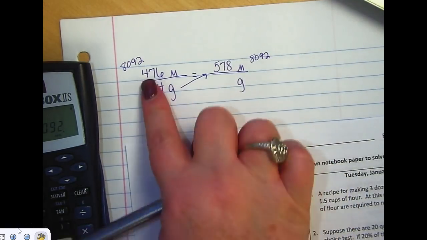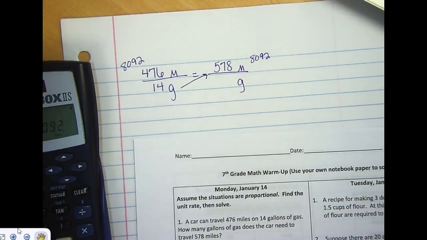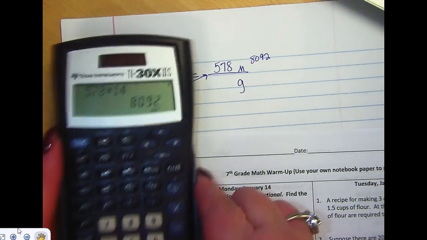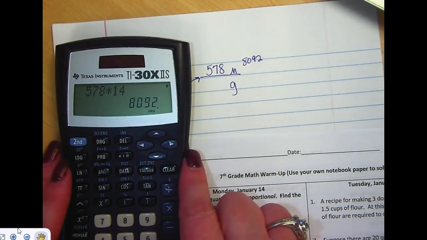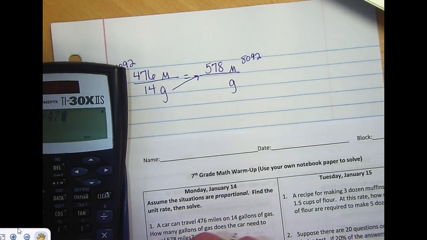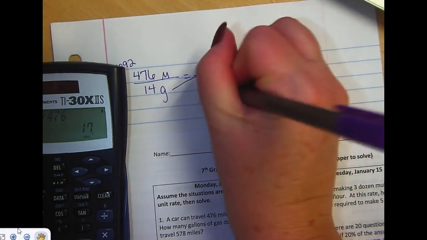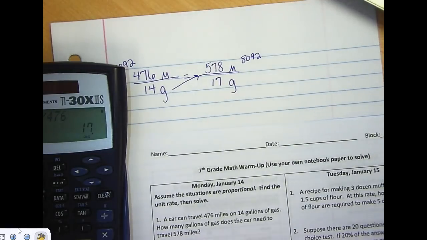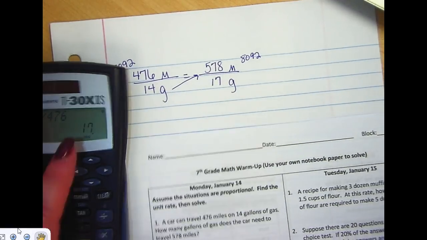Well, I don't know what I'm going to multiply by there. So what's the inverse or opposite of multiplying, Michaela? We're going to divide. So I already have 8,092 in my calculator. So now I just need to divide by 476. And you get 17 gallons.